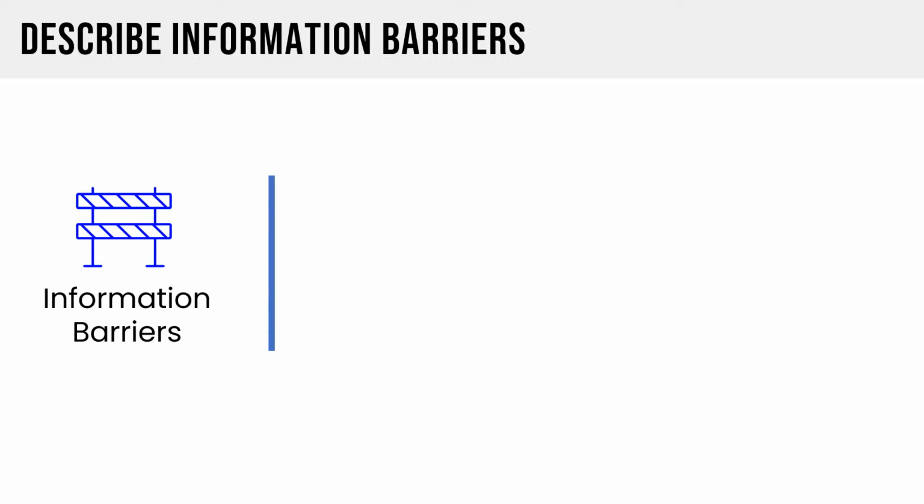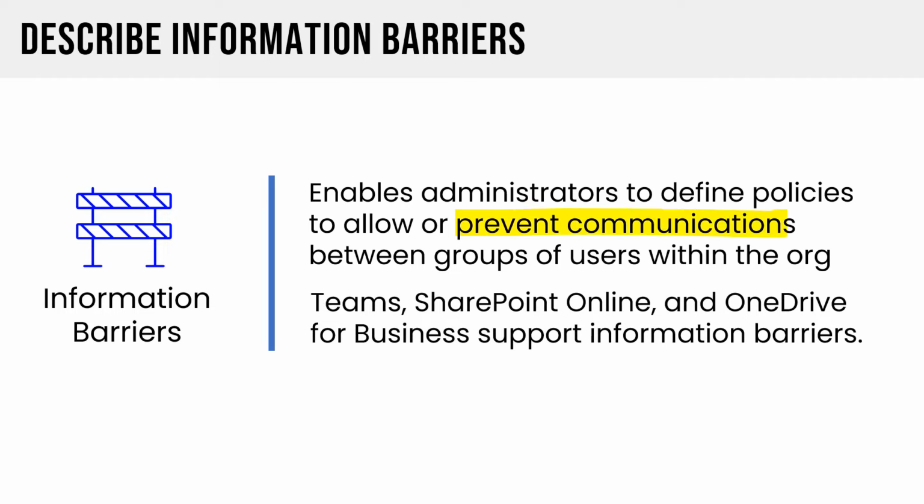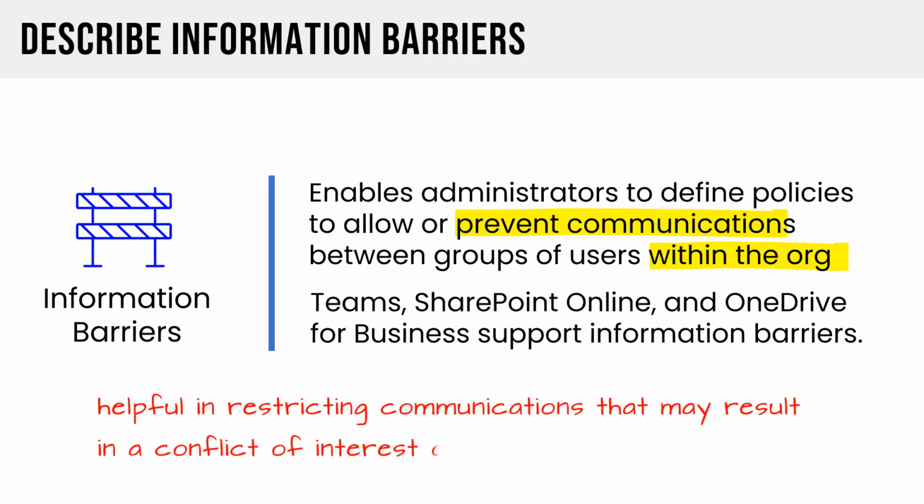Next up is information barriers. This feature in Microsoft 365 enables administrators to define policies to allow or prevent communications between groups of users within the organization. So Teams, SharePoint Online, and OneDrive for Business support information barriers. This would be helpful in restricting communications that may result in a conflict of interest or a regulatory breach.